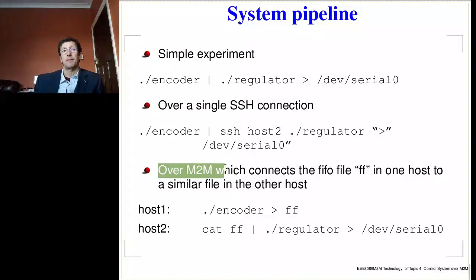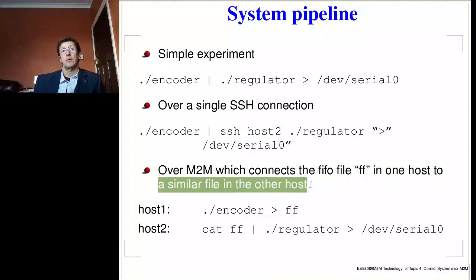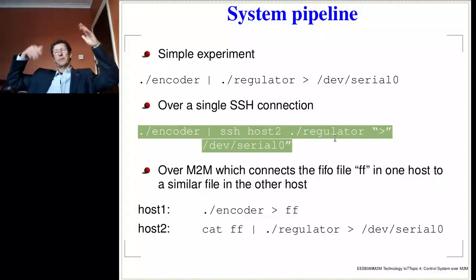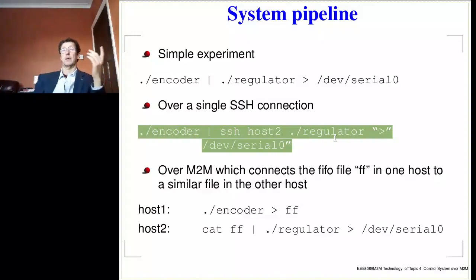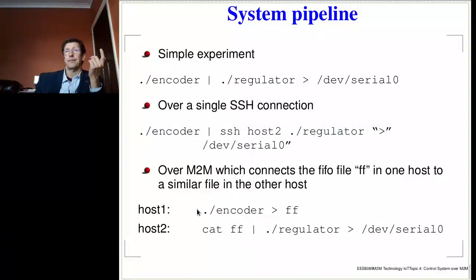Over a machine-to-machine network, which connects the FIFO file FF in one host to a similar file in the other host. So this is an example where we don't present. Remember the OSI reference model: session, presentation. We don't present here the stream to the other host in a formal way. That is just a single command, right? Here it is an attempt to mimic the behavior of a proper machine-to-machine framework for the Internet of Things.